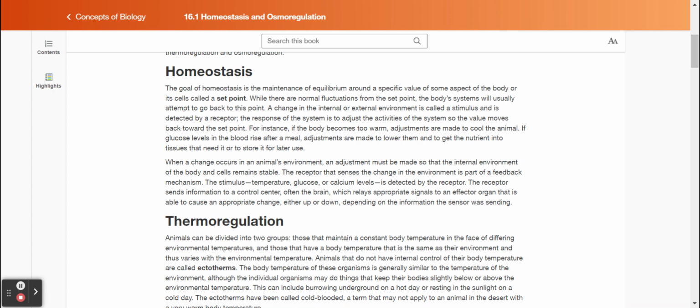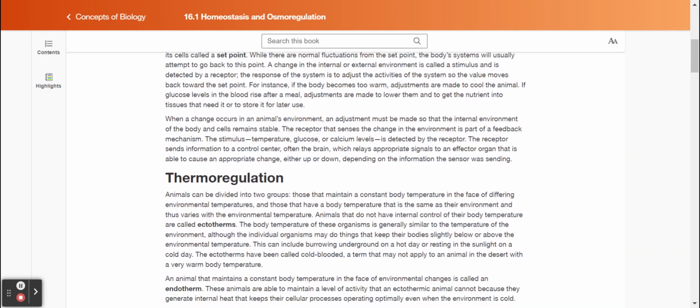The receptor that senses the change in the environment is part of a feedback mechanism. The stimulus, such as temperature, glucose, or calcium levels, is detected by the receptor. The receptor sends information to a control center, often the brain, which relays appropriate signals to an effector organ that is able to cause an appropriate change, either up or down, depending on the information the sensor was sending.